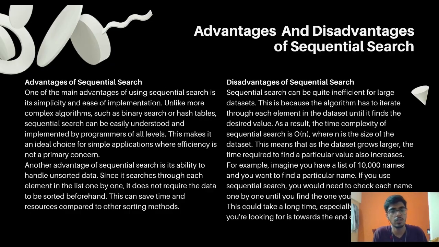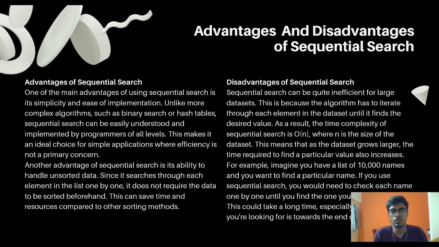Advantages and disadvantages of sequential search. One of the main advantages of using sequential search is its simplicity and ease of implementation. Unlike more complex algorithms, such as binary search and hash tables, sequential search can be easily understood and implemented by programmers of all levels. Another advantage is its ability to handle unsorted data. Since it searches through each and every element in the list, it does not require the data to be sorted beforehand. This can save time and resources compared to other sorting methods.